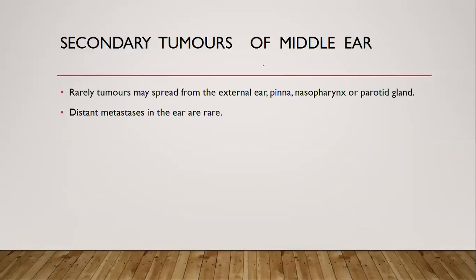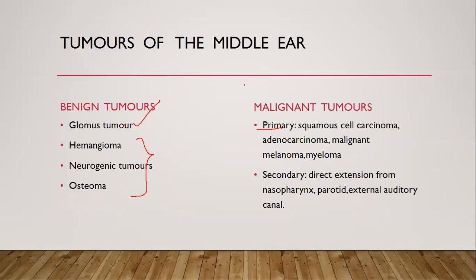The secondary tumors of the middle ear occur very rarely, and only if there is spreading from the external ear, pinna, nasopharynx, or parotid gland. Distal metastasis in the ear is very rare. Okay, this is a nutshell of tumors of the middle ear.